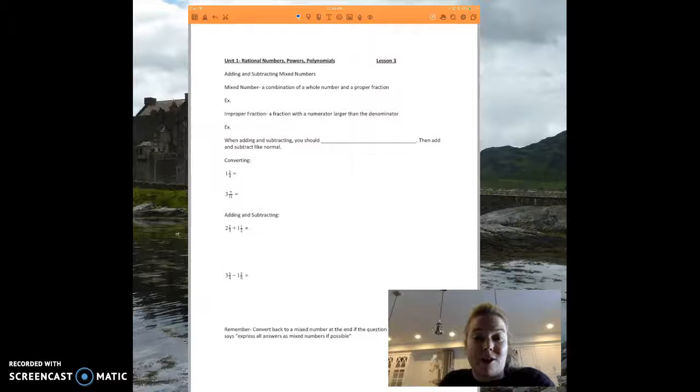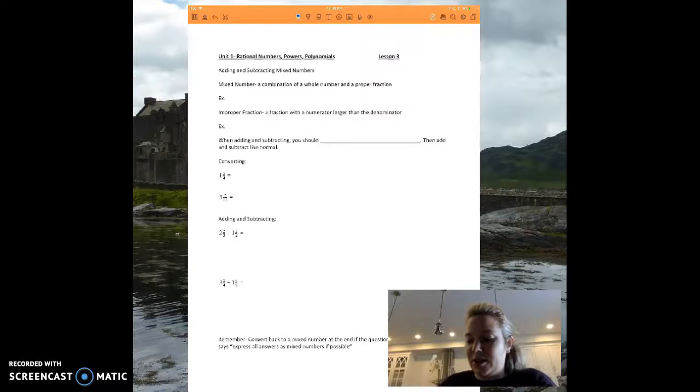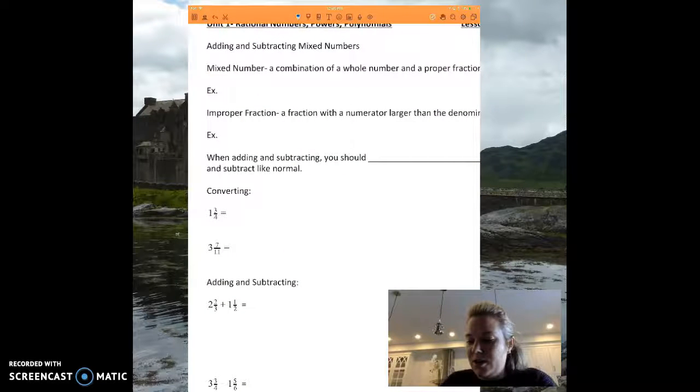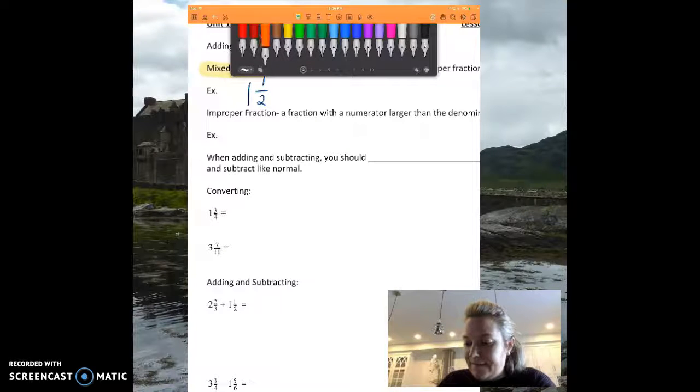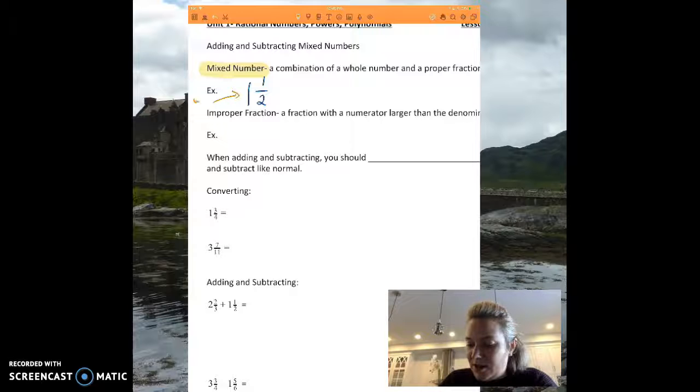Okay, so let's look at some of this terminology right now. First off, we're going to look at a mixed number. And a mixed number is a combination of a whole number and a proper fraction. So 1 and 1 over 2 is a mixed number, okay, because it has a whole number, that's our whole number, and that's our proper fraction.